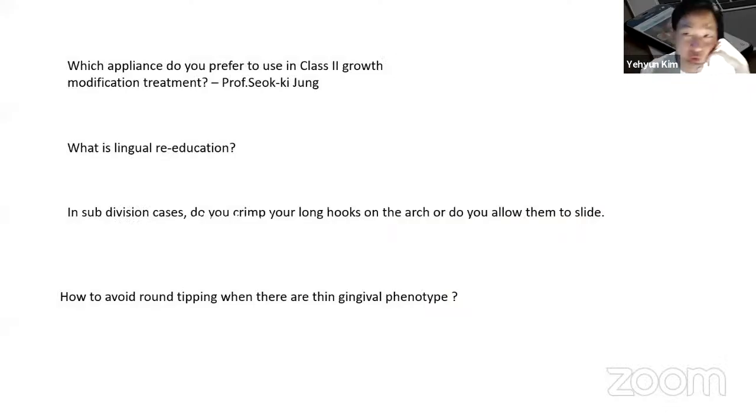Would it be helpful if I install a miniscrew in the posterior side of the mandible and make an indirect anchor to hold the anterior incisors? For example, if I make an anchor in the posterior side of the mandible and make a ligature to hold the canine, would that be helpful to prevent any side effect of round tripping? Yes, of course.